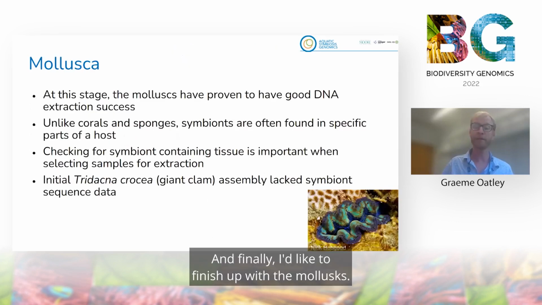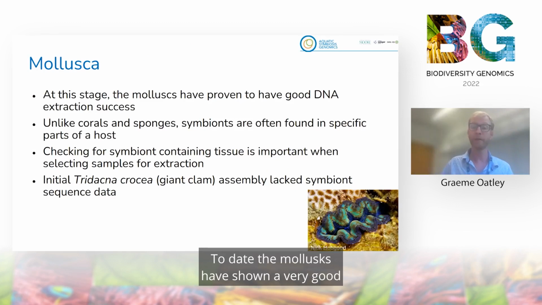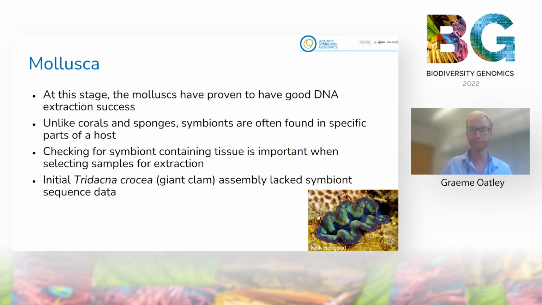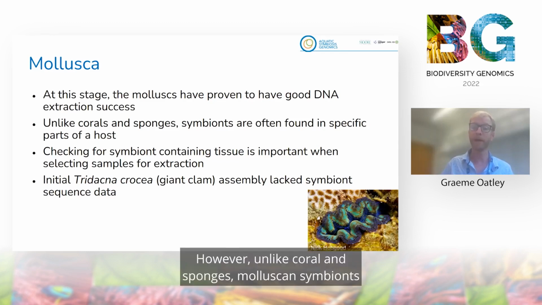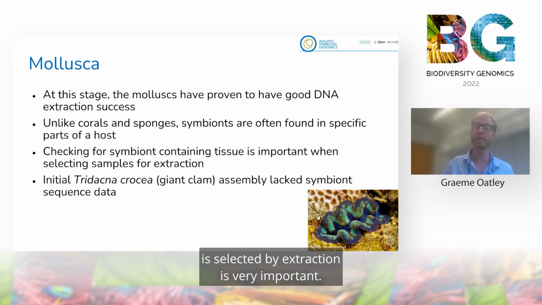And finally, I'd like to finish off with the molluscs. To date, the molluscs have shown a very good DNA extraction success rate, with many species being submitted for PacBio sequencing. Additionally, metazoa high C protocols appear to work well for this group. However, unlike coral and sponges, molluscan symbionts are often found in specific parts of the host organism. Thus, ensuring that symbiont-containing tissue is selected for extraction is very important.